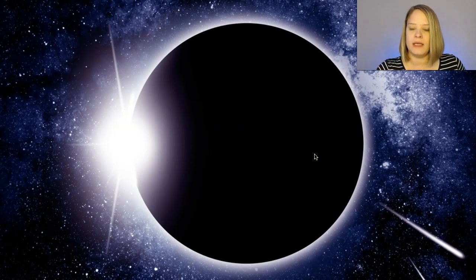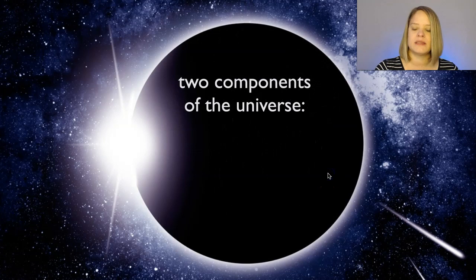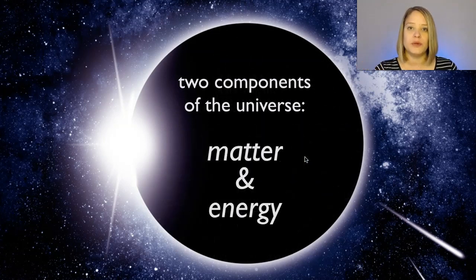So at the beginning of the chapter, we started talking about matter, which is the physical stuff that makes up the universe, anything that occupies space and has mass. But it's not the only thing in the universe. The universe is made of two basic components, matter, the material physical stuff, and energy, which is the immaterial stuff that makes up the rest of the universe.